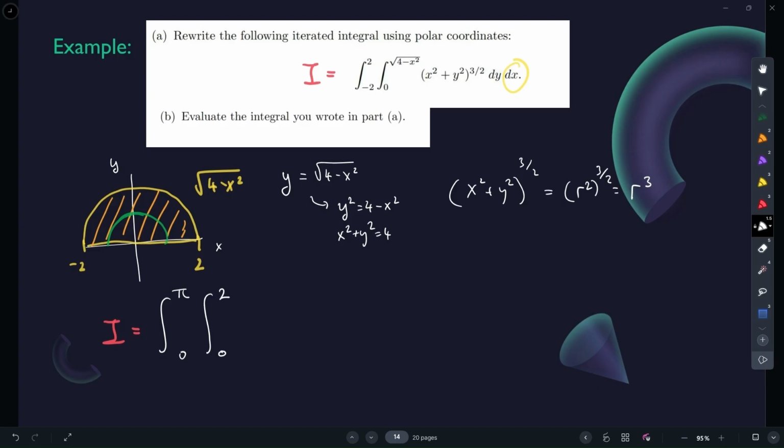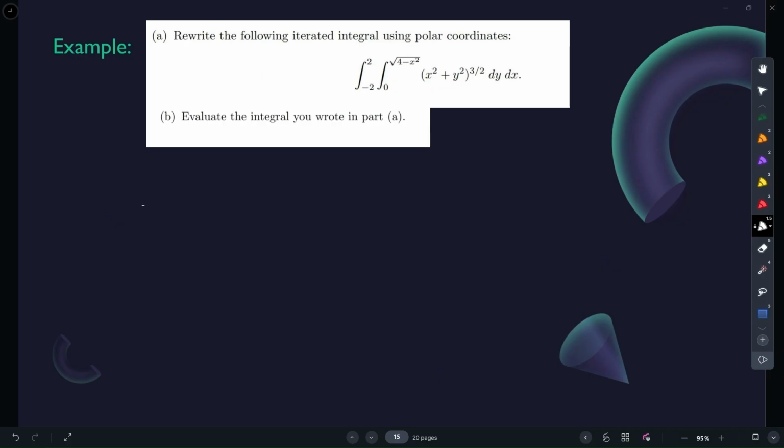The function that I'm integrating is r cubed. And I have to multiply by the integration factor, which is r. In this case, dr d theta. So all in all, the first part of the problem, which is rewrite it in terms of polar coordinates, I get the integral from 0 to pi, the integral from 0 to 2 of r to the 4 dr d theta, which is going to be pretty easy to integrate.